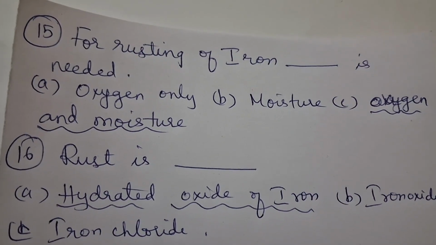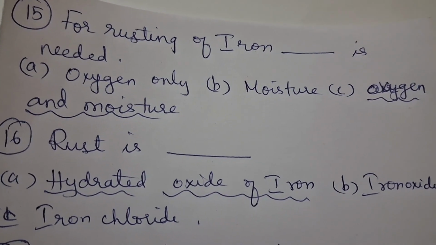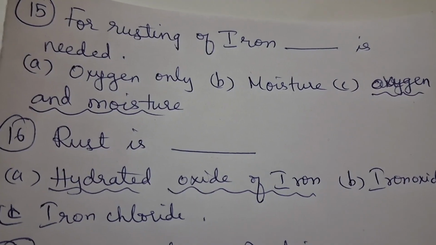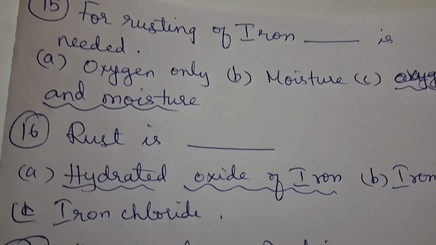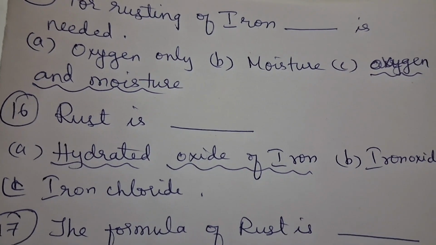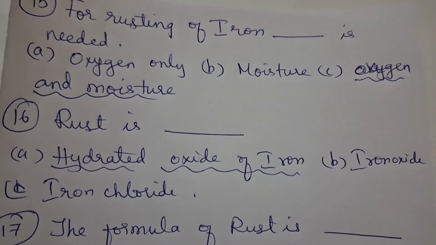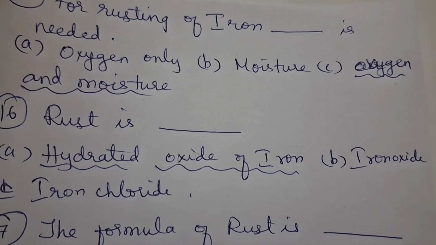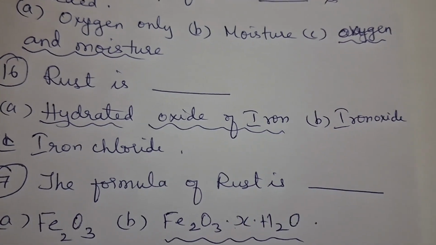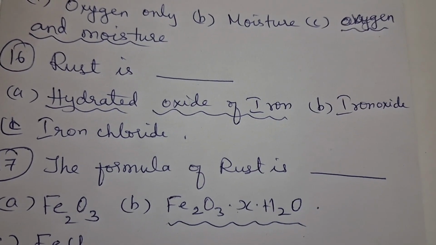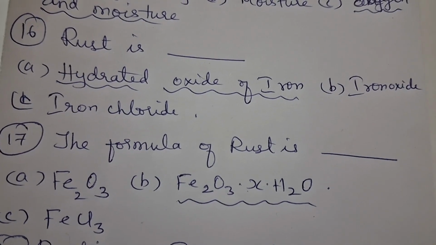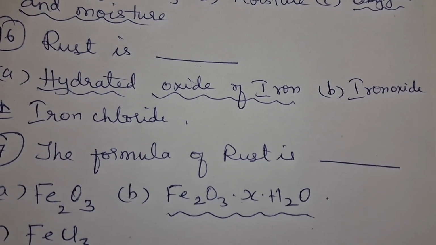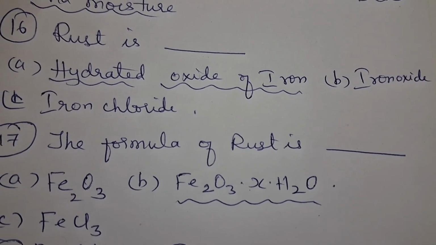For rusting of iron, dash is needed: only oxygen, only moisture, or C, oxygen and moisture. So both are needed. Oxygen as well as moisture is needed for rusting of iron. Rust is dash. The question may be asked: what is rust? Rust is iron oxide, iron chloride or hydrated oxide of iron. So hydrated oxide of iron is the correct answer. The formula for rust is Fe2O3, Fe2O3·xH2O or FeCl3. So the formula is Fe2O3·xH2O. It has a certain amount of water in it. So that is the answer.